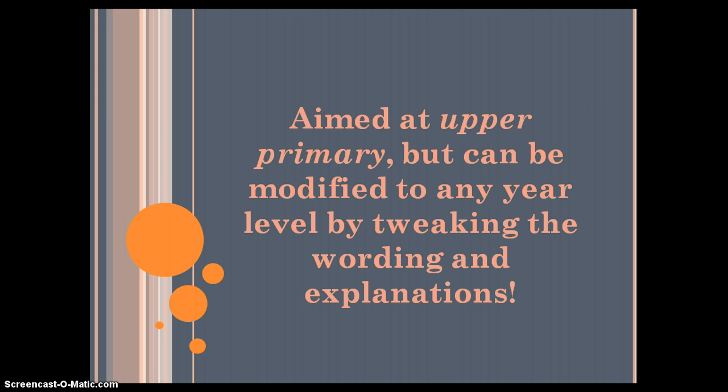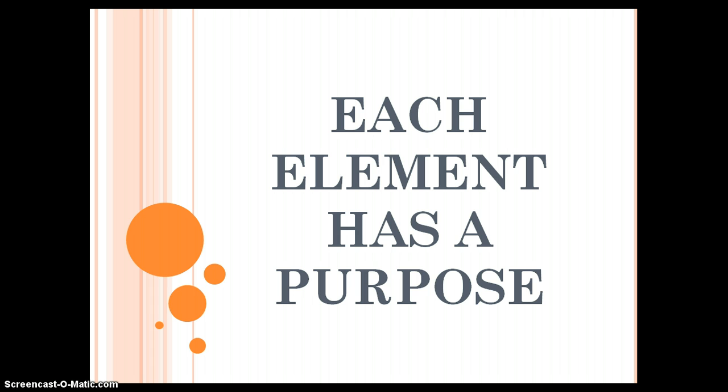The poster and go-to cards I have created are aimed at upper primary grades like 4, 5 and 6 because they are wordier with deeper explanations. In saying this, it can be adapted to any year level by creating a more simplified version for younger years, as creating an inclusive classroom climate is equally important at any year level. Each element on the poster has its own purpose in creating an inclusive classroom climate.